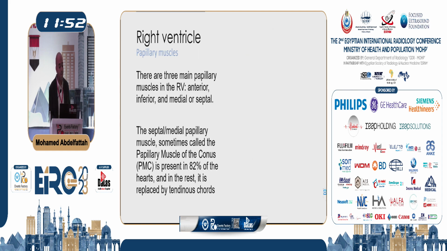There are three main papillary muscles in the RV: anterior, inferior, and medial or septal. The septal papillary muscle, sometimes called a papillary muscle of the conus, is present in about 82% of the hearts, and in the rest it's replaced by tendinous cords.